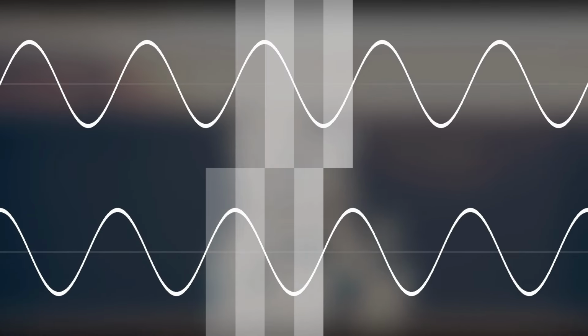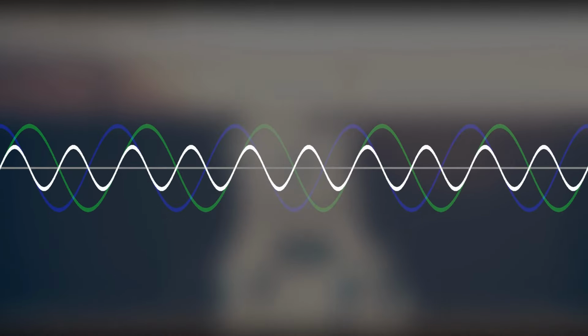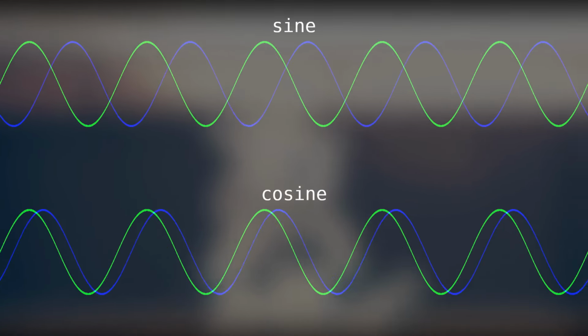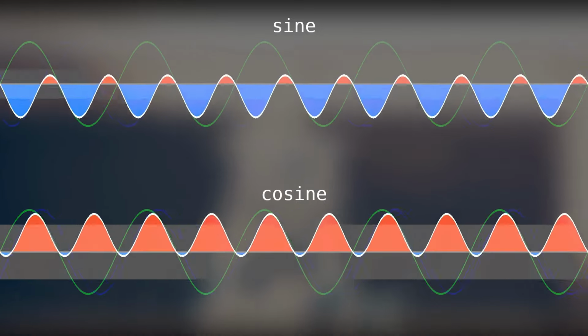But there's an issue. If the input waveform and comparison waveform are shifted by a quarter of a cycle, half of the result will be positive and the other half negative, making the sum 0. The solution is simple. We can make use of the cosine, which is the same function as the sine, but shifted by a quarter of a cycle. Now the magnitude of the sine and cosine sums will give a stable value.